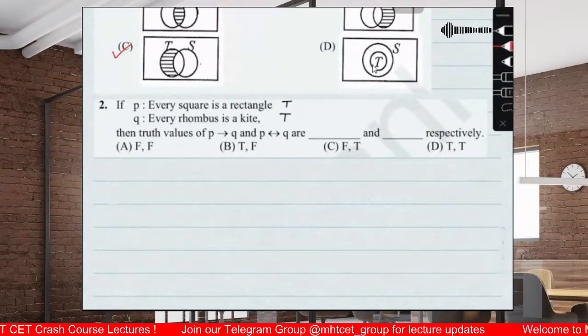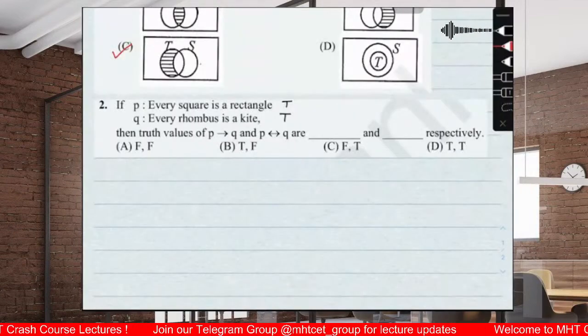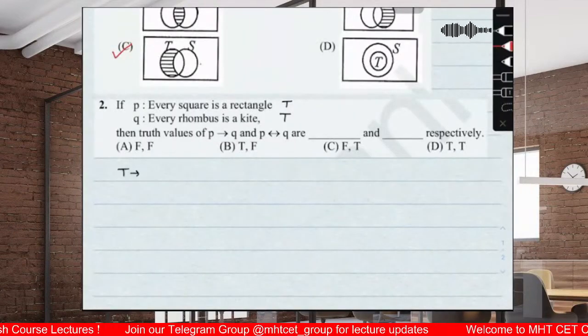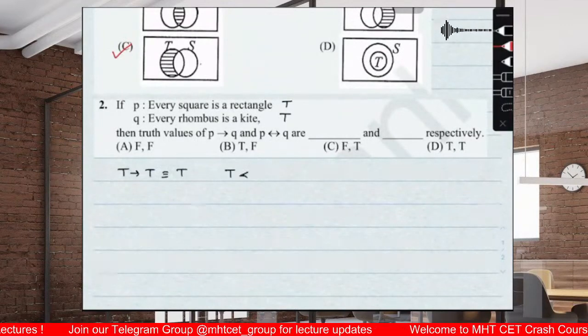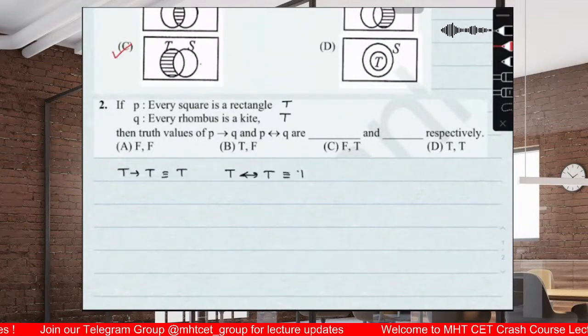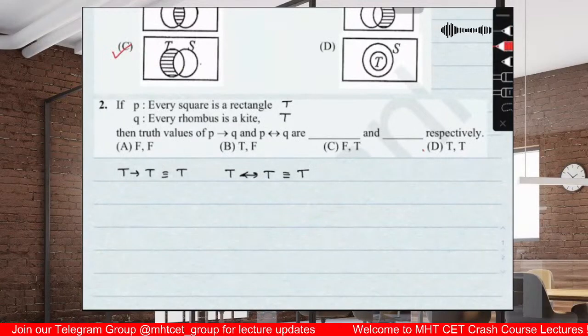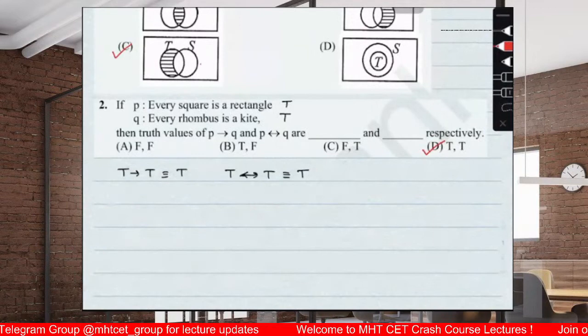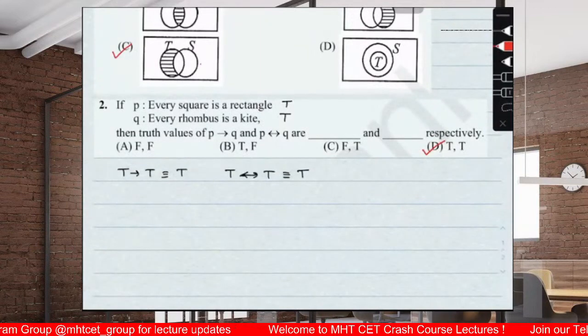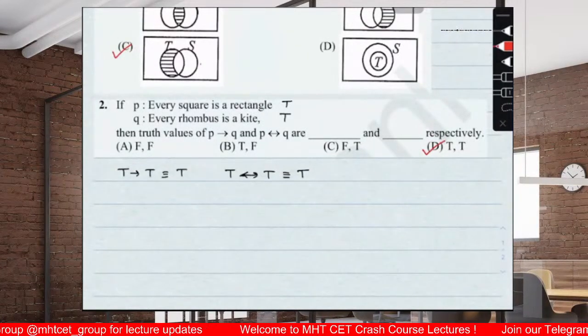Okay. So obviously P is true, Q is true. So true implies true होगा first one. That is true. And second is true by implies true. That is also true. The correct answer is option D. I hope this is clear.